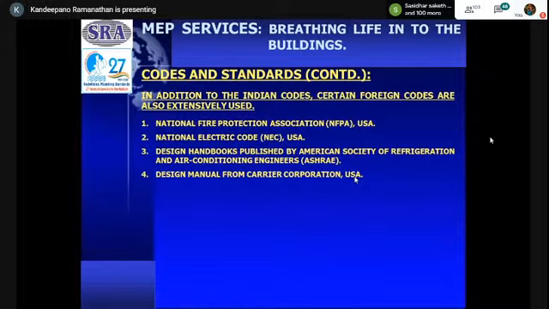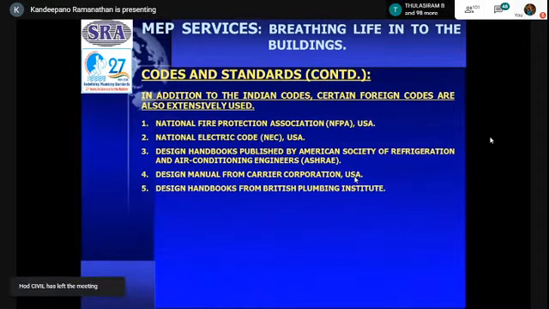Then design manual from Carrier Corporation of USA. This is again a very good design manual, and it's a very good teaching manual also in post-graduation curriculum for refrigeration air conditioning, ME in refrigeration air conditioning. This manual will almost be referred to as a textbook. This design manual from Carrier Corporation. Design handbooks from British Plumbing Institute is a very good design manual, which also teaches you the design concepts. It's a very good manual.